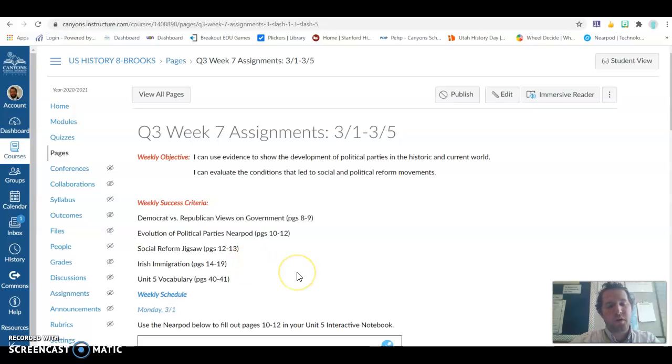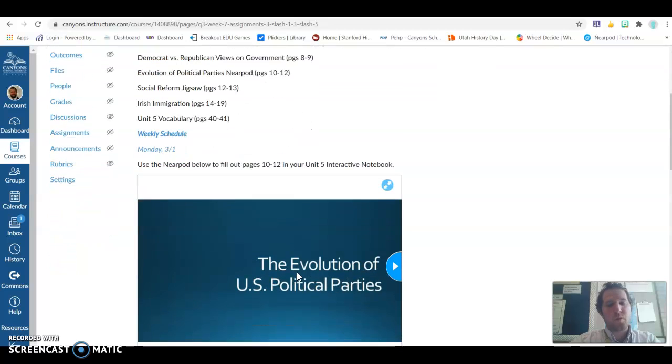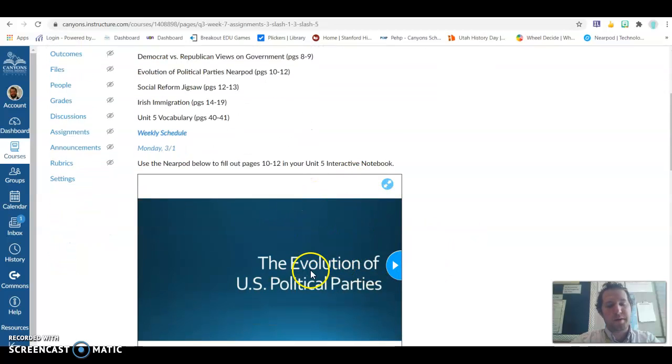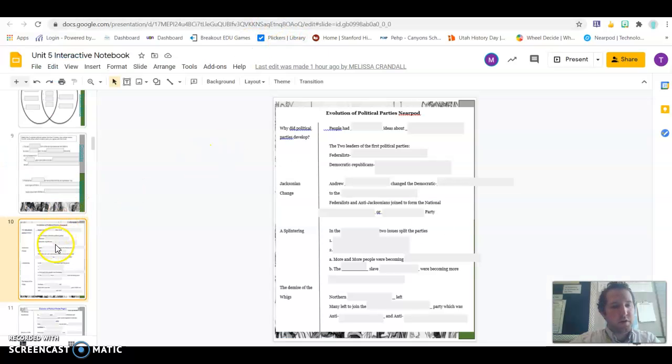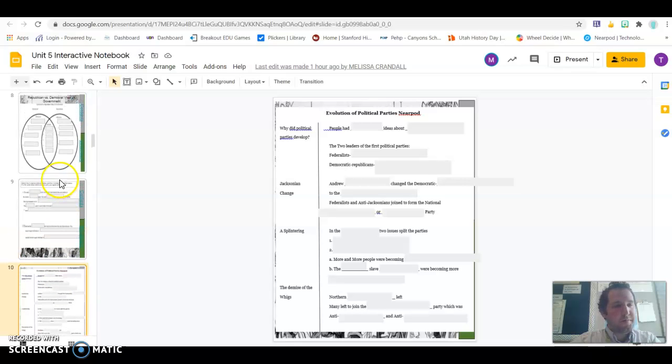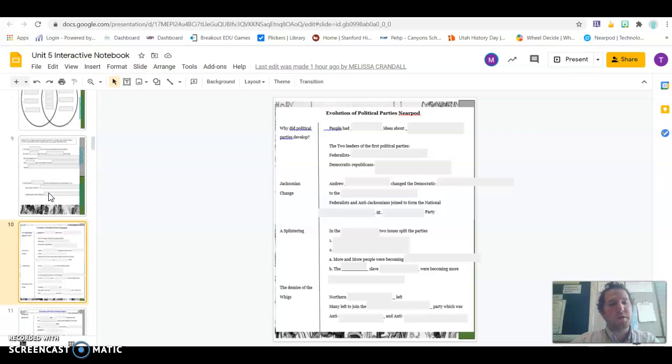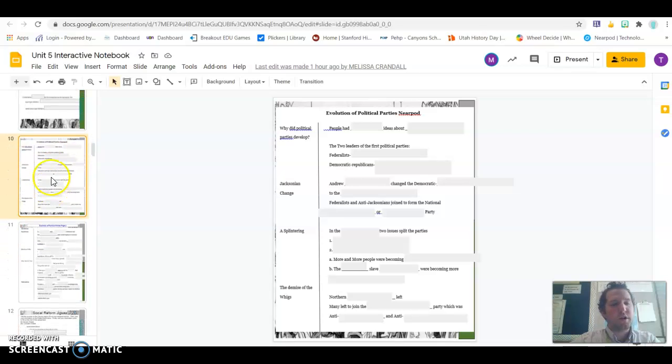On Monday, we are going to be going through this Nearpod talking about the evolution of political parties. In your Unit 5 interactive notebook, this starts on page 10. Now, don't worry about pages 8 and 9. You'll be completing these on Tuesday. It's a little out of order, but for Monday, you're starting on page 10. And you're going to go through the Nearpod and fill out these notes.